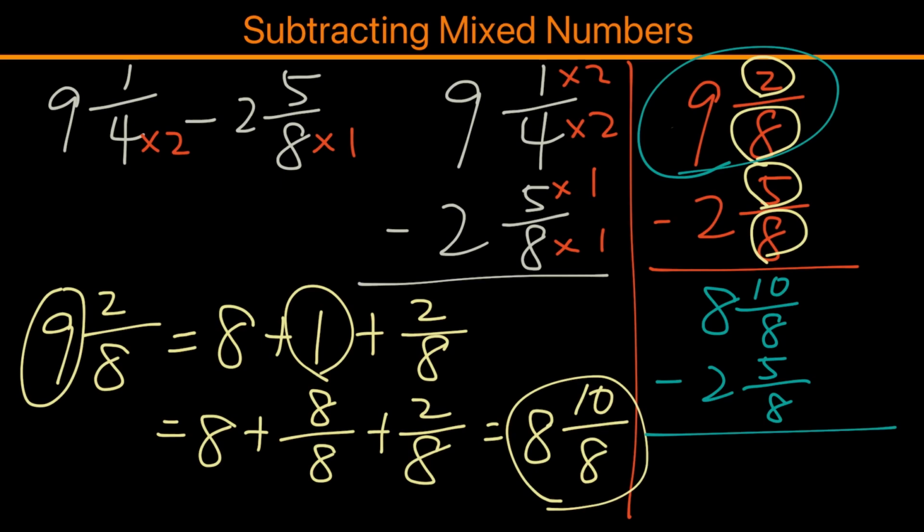And if we take 10 minus 5, we will have 5/8, and 8 minus 2 is 6. And so our answer would be 6 5/8. So these two are examples of how you would subtract mixed numbers.